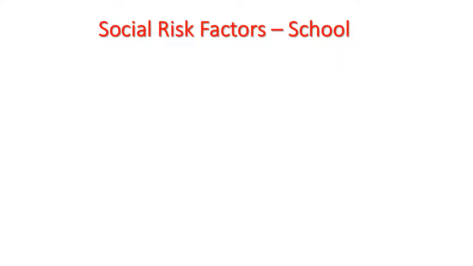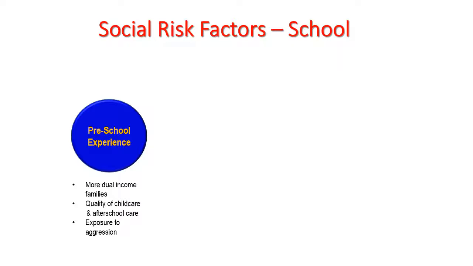School is another strong influence for many children and adolescents. In terms of school, some of the specific factors or areas that may influence the development of delinquent behaviors is, firstly, the quality of preschool experience.